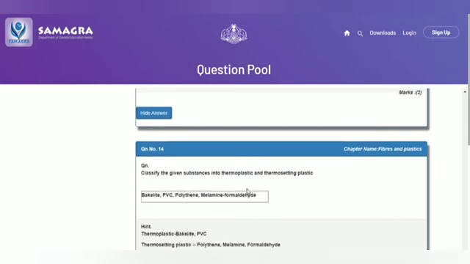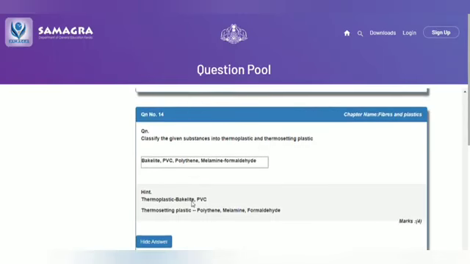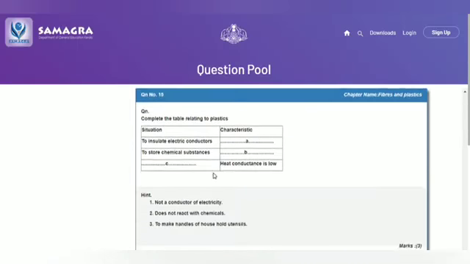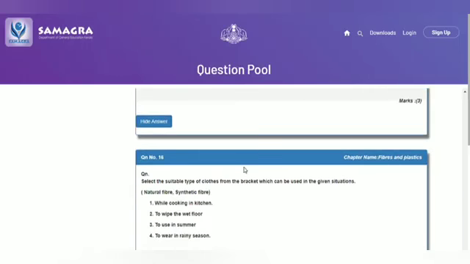Classify the given substance into thermoplastic and thermosetting plastic. Bakelite, PVC, polythene, melamine formaldehyde. That is thermoplastic, bakelite and PVC. Thermosetting, polythene, melamine formaldehyde. Then situation and characteristic. To insulate electric conductors, not a conductor of electricity. To store chemical substances, does not react with chemicals. To make handles of household utensils, heat conductance is low.